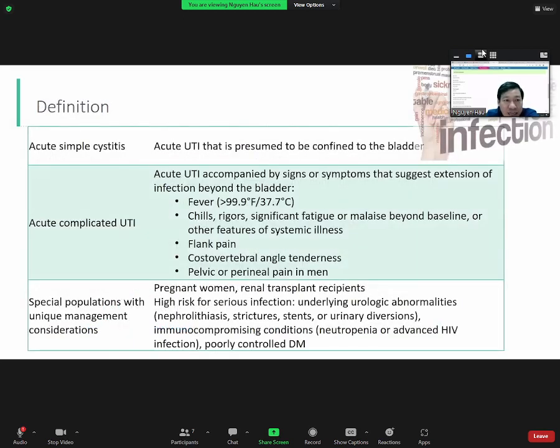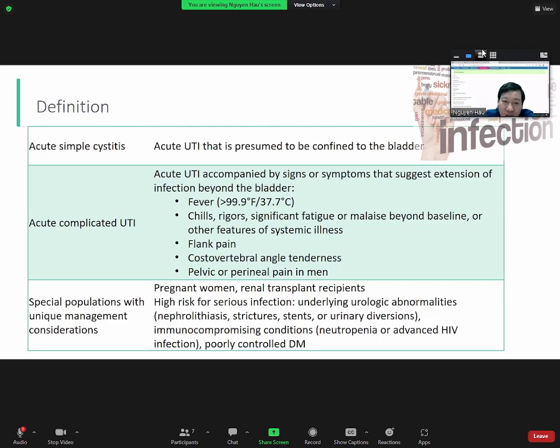We have some definitions. Acute simple cystitis we usually see in patients in the outpatient clinic. Dr. Wee, Dr. Fong, Dr. Jung and I have time in the outpatient clinic, and sometimes we see patients with simple cystitis. But in the emergency department, we usually see patients with acute complicated UTI.